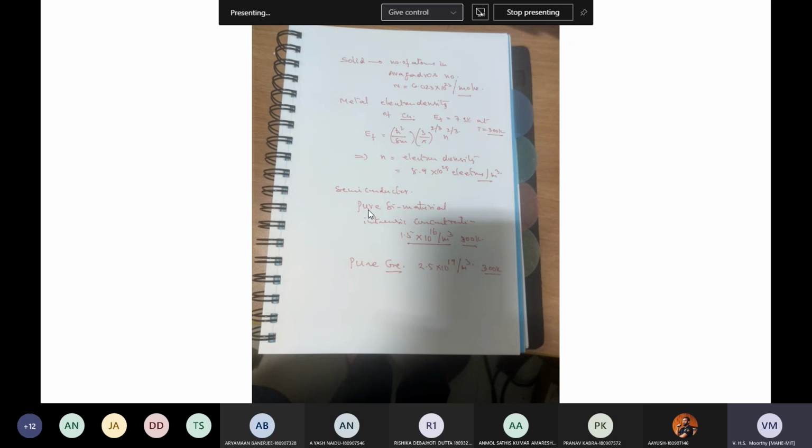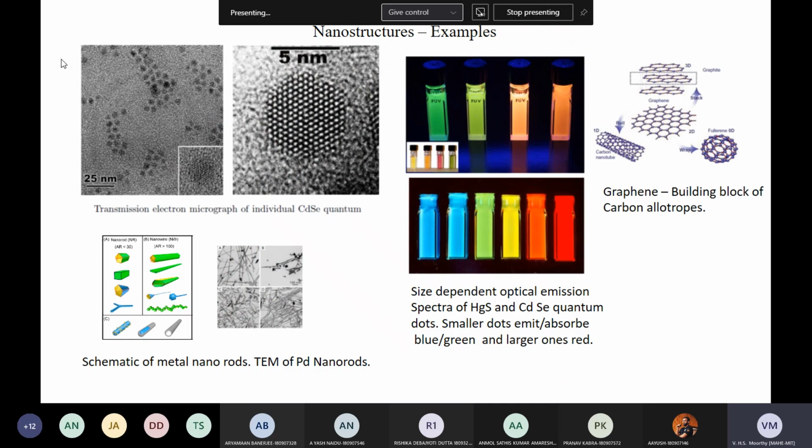Okay, for pure silicon, what does pure silicon mean? I think you understand what it means. Why did I put pure silicon? Because it's an intrinsic material. I hope all of you are aware of that concept, so I need not get more into that.